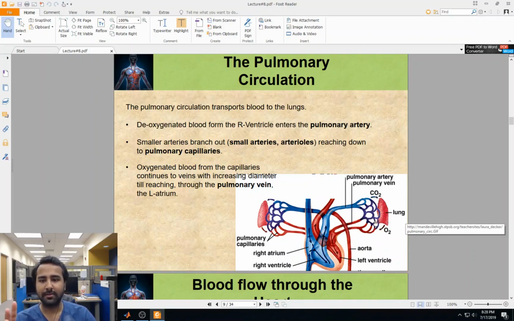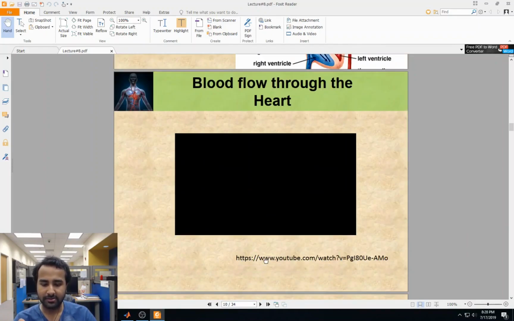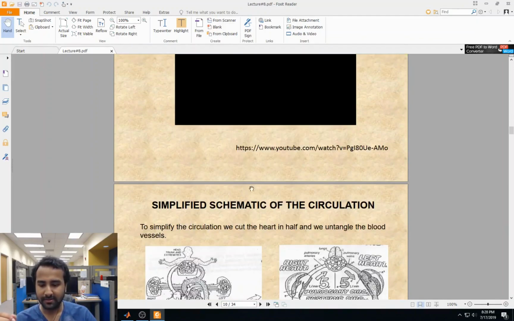Then naturally those capillaries join together, create venules. Those join together, create veins, and then that goes all the way back into the heart, into the left atrium, then into the left ventricle, and then the heart just pumps one more time and pumps the blood right back out. And here's a little video that you can go to that explains this loop. You can if you want. I'm not going to show it to you.